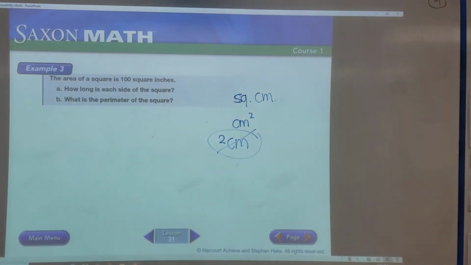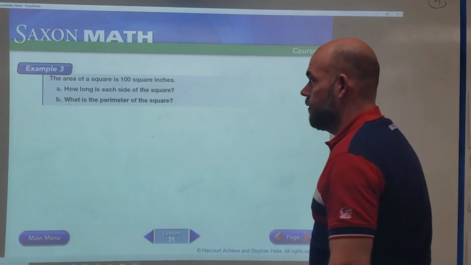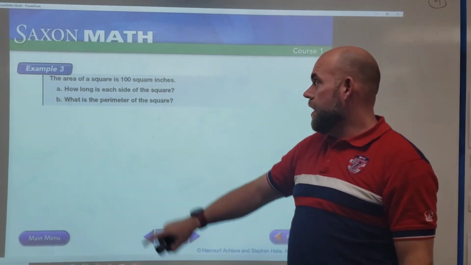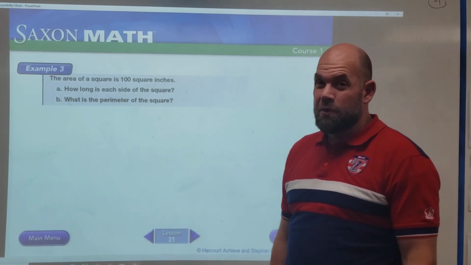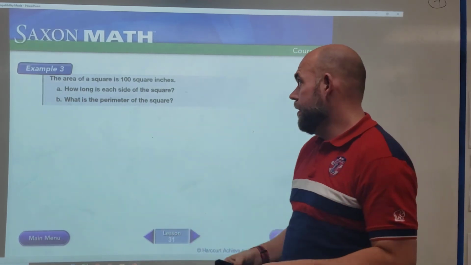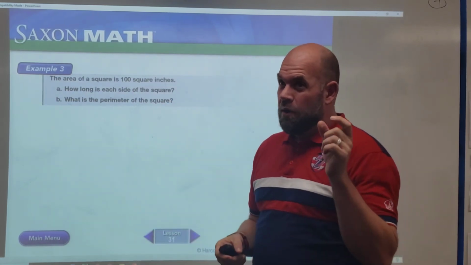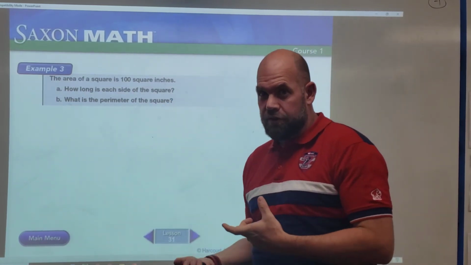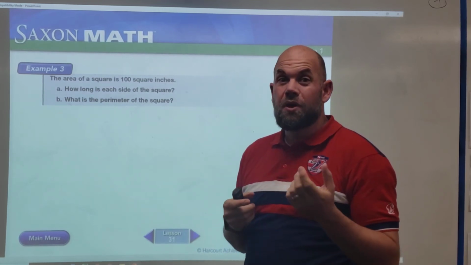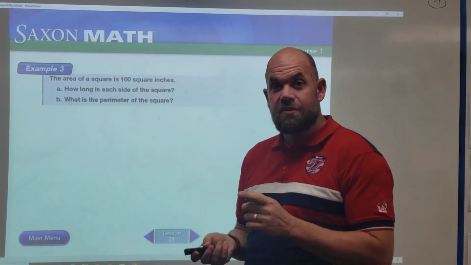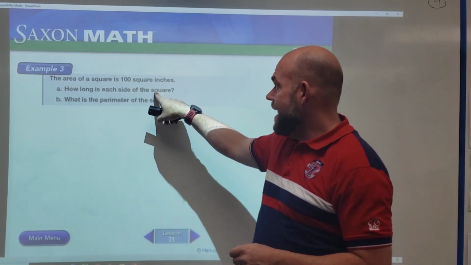All right. So here we have a problem that we're going to have to work through in reverse. They're giving us the area. It's 100 square inches. And we know our formula is length times width. So how long is each side of a square? If it's a square, what times what equals 100? Well, in a square, it'd be something that's multiplied by itself. So we know 10 times 10 equals 100, so that's going to be the length of each side. So how long is each side of the square? 10 inches.